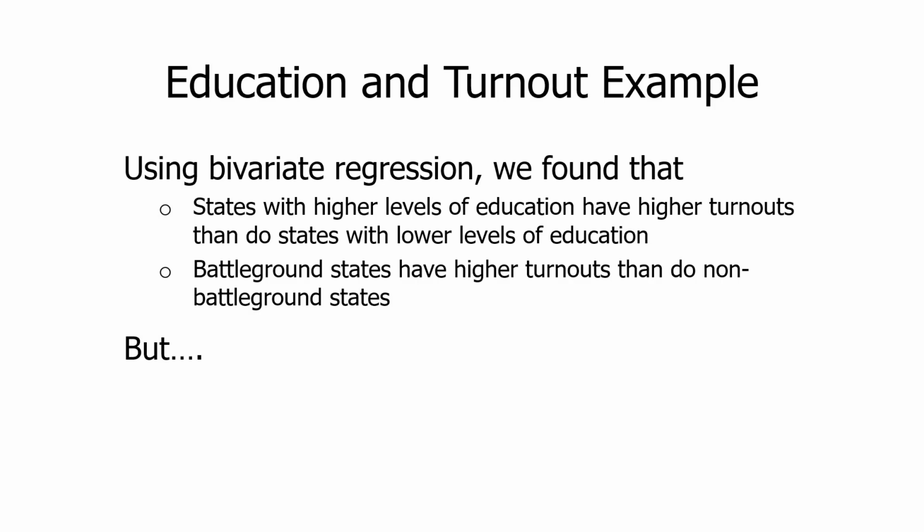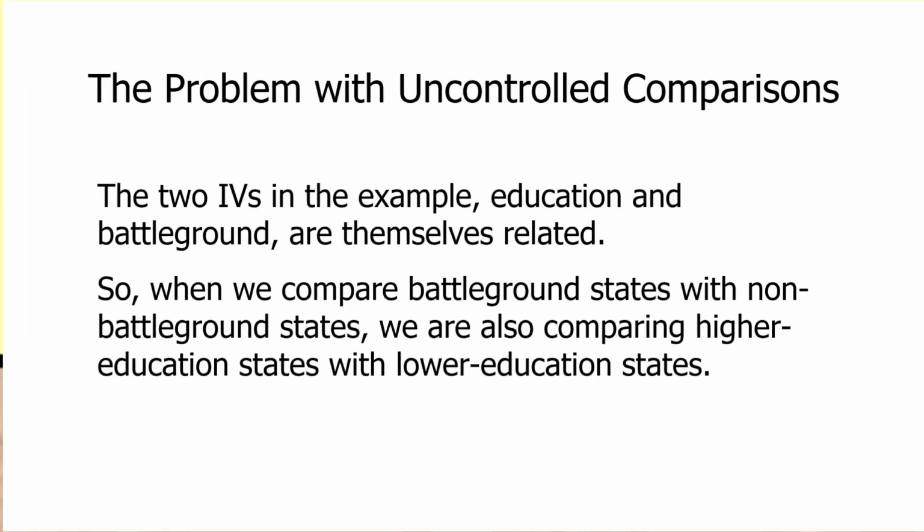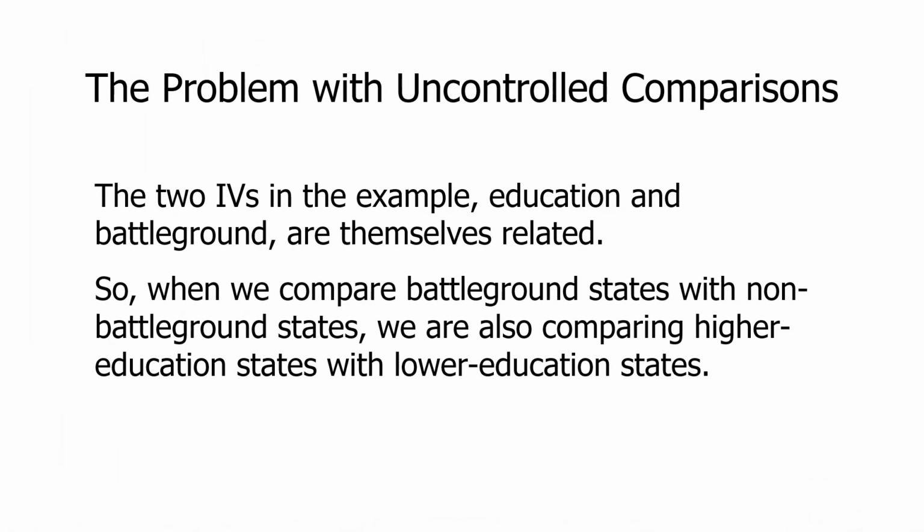States with higher levels of education have higher turnouts than do states with lower levels of education. Another separate bivariate regression produced the following result. Battleground states have higher turnouts than do non-battleground states. But now here's the problem that multiple regression can address. The two independent variables are themselves related. Education and battleground are related, perhaps surprisingly.